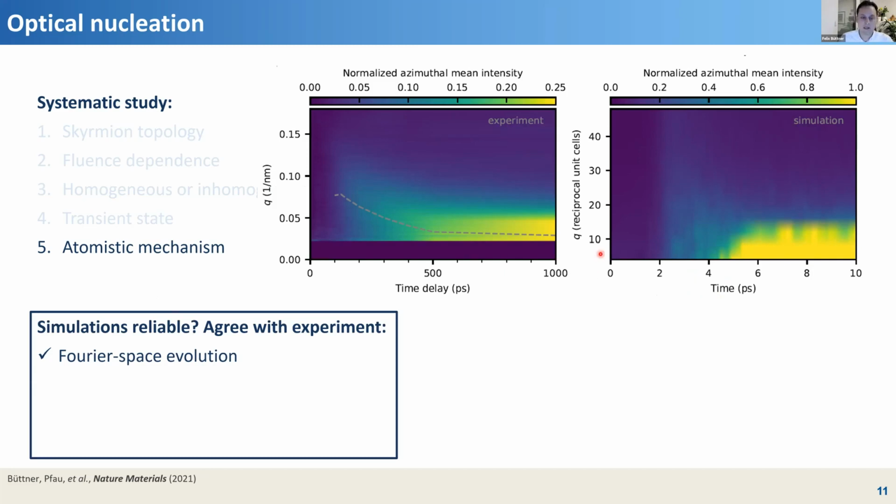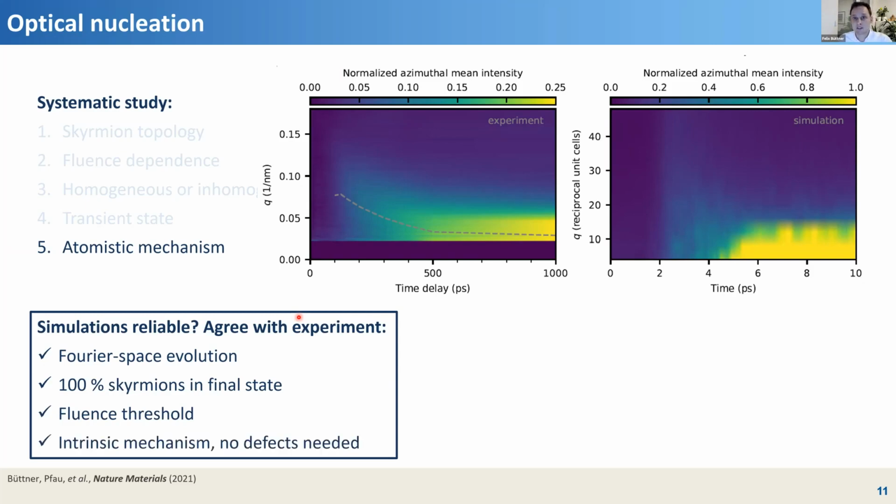Secondly, we have 100% skyrmions and no anti-skyrmions in the final state, in both the simulations and in the experiment. Third, we have a clear fluence threshold. In the simulations, we need to reach the intermediate state, otherwise we do not see any skyrmion nucleation. And fourth, the mechanism is intrinsic. No defects are needed, especially in the simulations. The simulation is completely homogeneous. There are no defects involved.